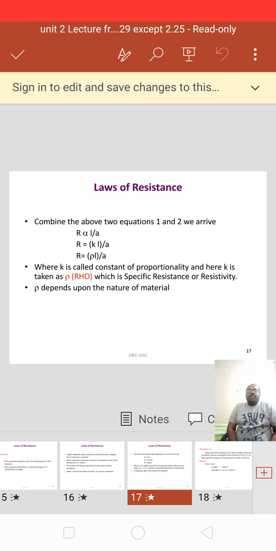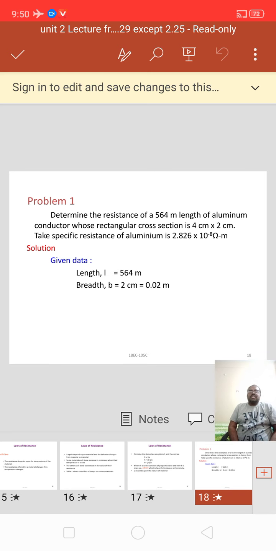But we have a proportionality constant specific to the general proportionality constant, so we take R equal to rho into L by A, where K is called the constant of proportionality, and here K is taken as rho, which is the specific resistance or resistivity of the material. Rho depends upon the nature of the material. That's how we can find out the laws of resistance with the help of a simple concept.